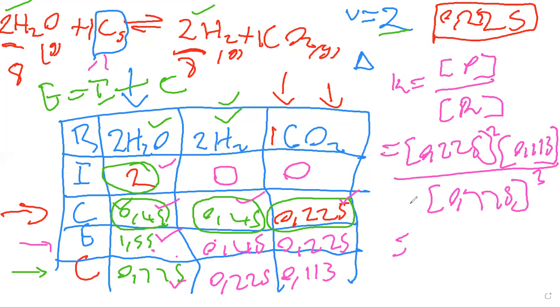Now, 0.225 squared multiplied by 0.113 divided by 0.775, also squared. So our Kc value is 9.53 times 10 exponent minus 3.